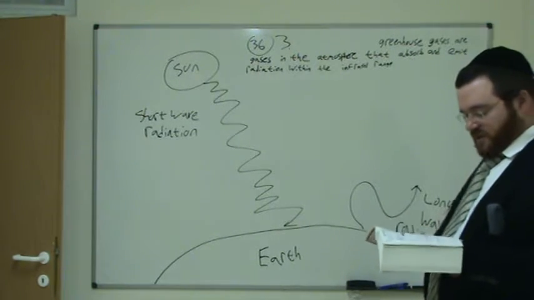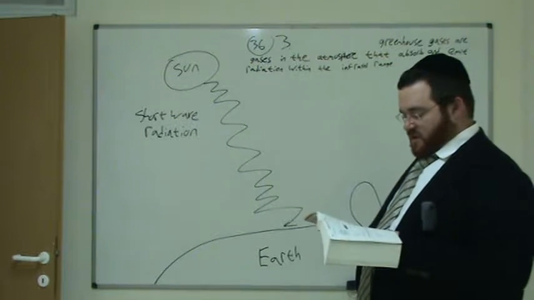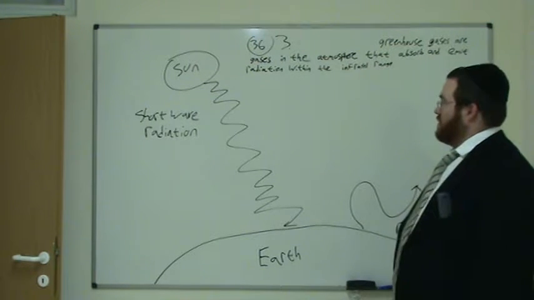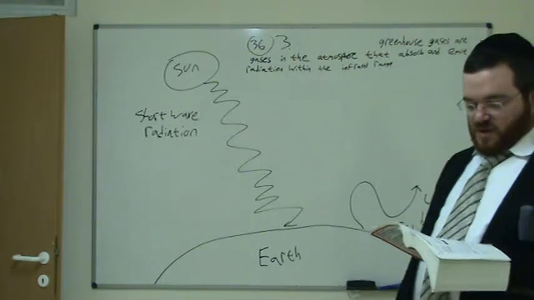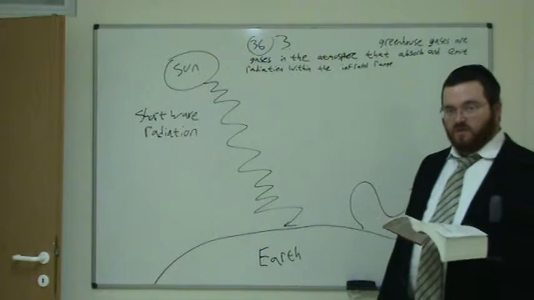So the question is, question 36, which type of radiation from Earth is the long-wave radiation absorbed by the greenhouse gases? Well, we know it's infrared, that's how it's trapped. So the answer to question 36 is answer 3.